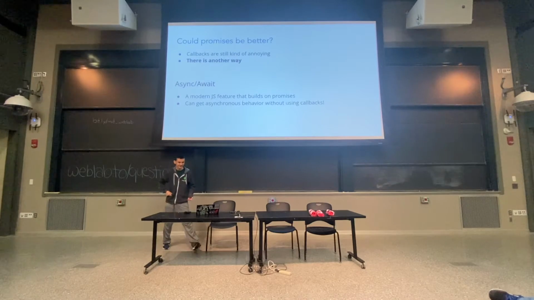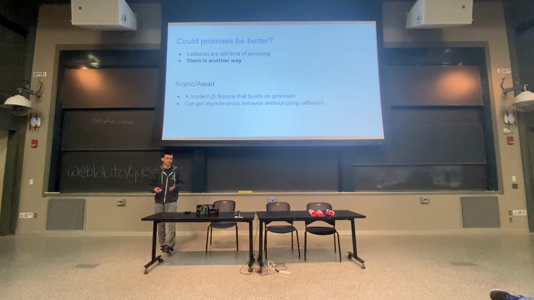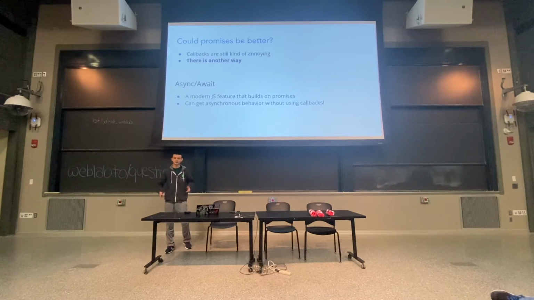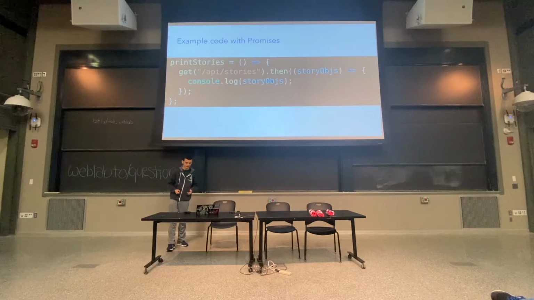But as I said, the promise chaining, that's pretty cool. It's still kind of annoying because we still got this weird callback syntax. But there is another way. There's a new modern JavaScript feature called async await. It builds on top of promises to get you asynchronous behavior without using any callbacks. So what could this possibly look like?